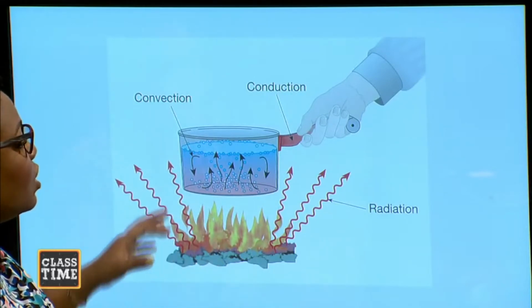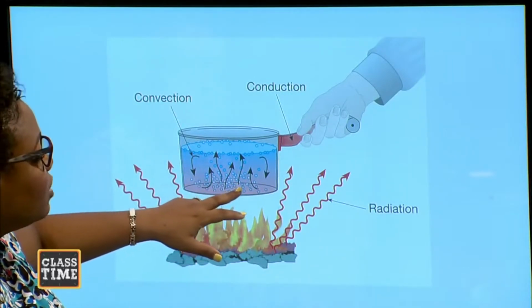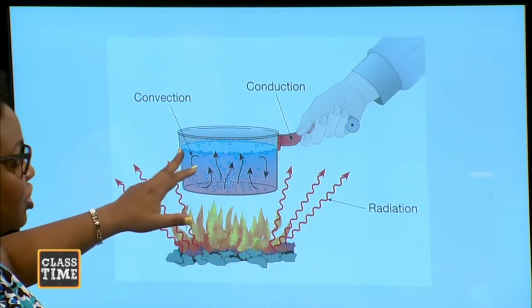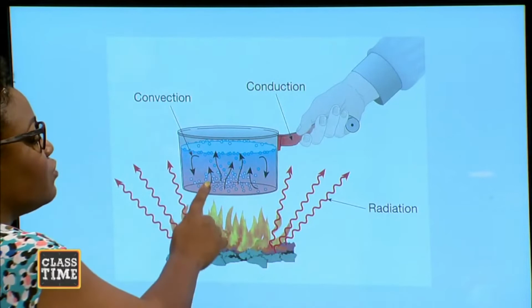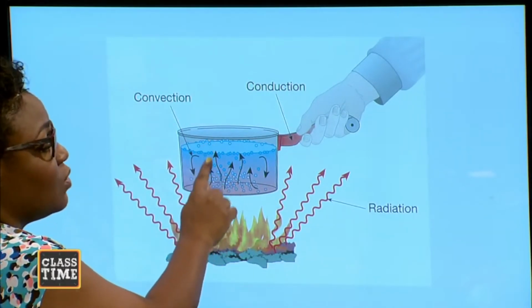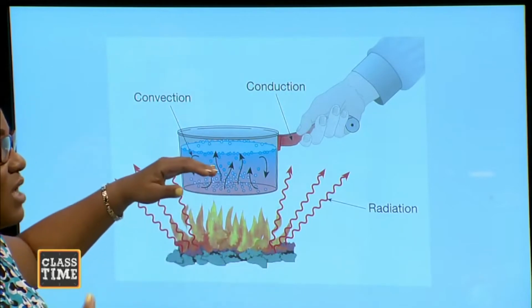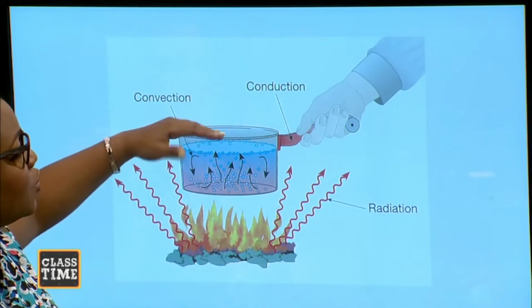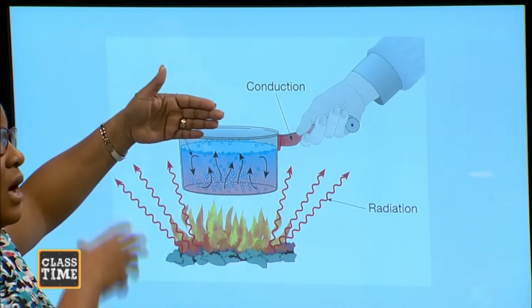Now, continuing right here, with the liquid, this is convection that is happening. The hot air is rising and the cold air is falling. And it's the same concept with the vapor. If you were to put a lid on this, you would see the condensation on the lid.